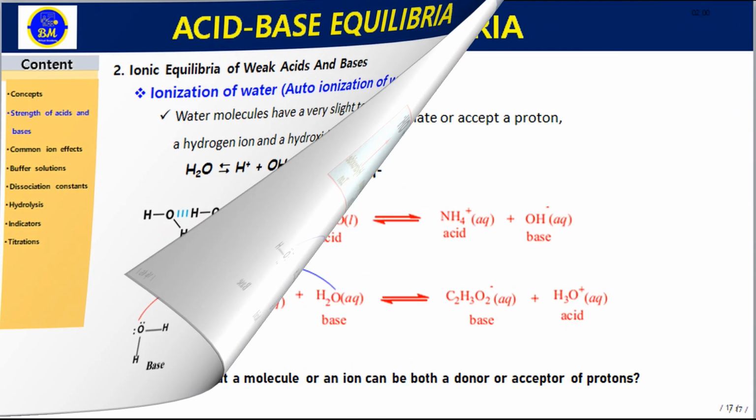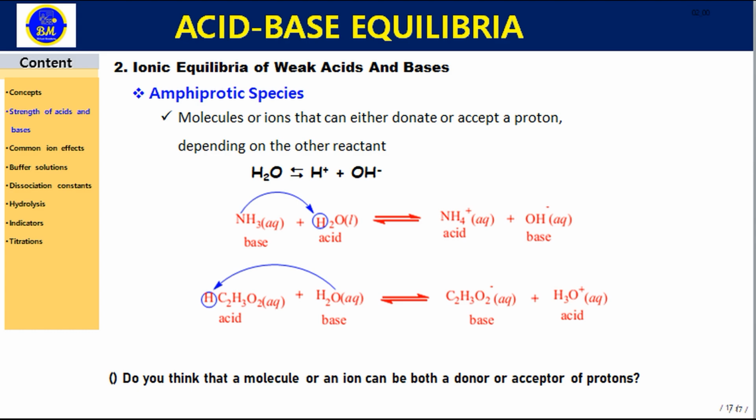Okay. The other important term in this concept is amphoteric species. Amphoteric means both acid and base behavior. So molecules or ions that can either donate or accept a proton. According to the Bronsted-Lowry concept, acids are proton donors while bases are proton acceptors. Okay, so depending upon the type of the reaction, an amphoteric species acts in one way as an acid, in the other way as a base. As you can see from this example, this is the reaction between ammonia and water.